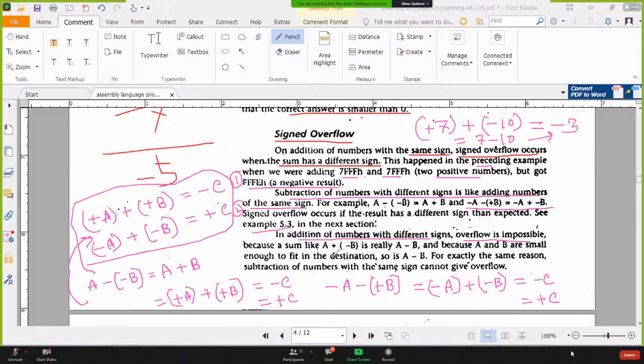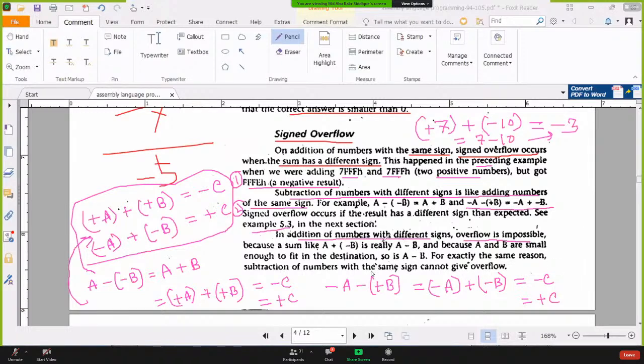That is what it is saying. So the sum a plus minus b is really a minus b, because a and b are small enough to fit in the destination, so is a minus b. For exactly the same reason, subtraction of numbers with the same sign cannot give overflow.